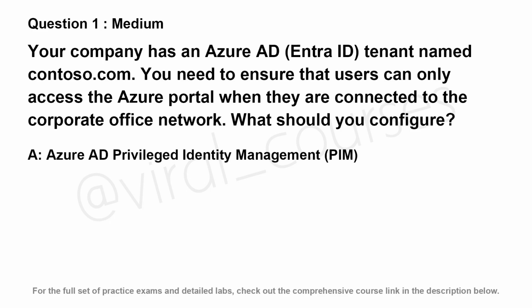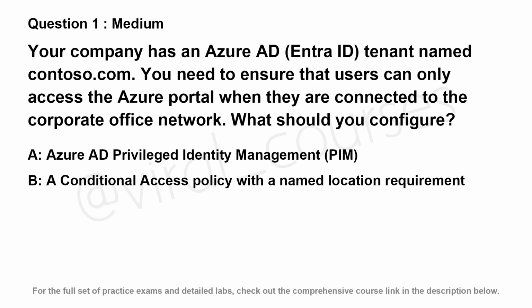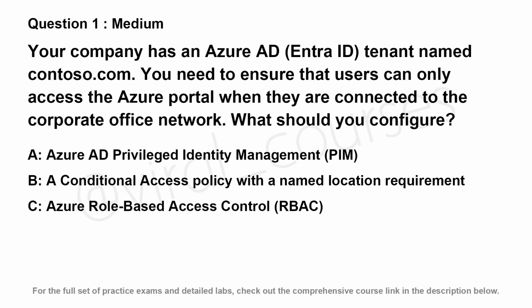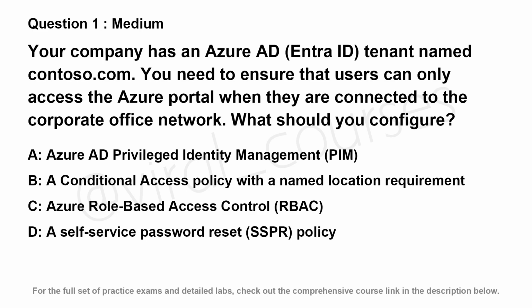Option A, Azure AD Privileged Identity Management, PIM. Option B, a conditional access policy with a named location requirement. Option C, Azure Role-Based Access Control, RBAC. Option D, a self-service password reset, SSPR, policy.